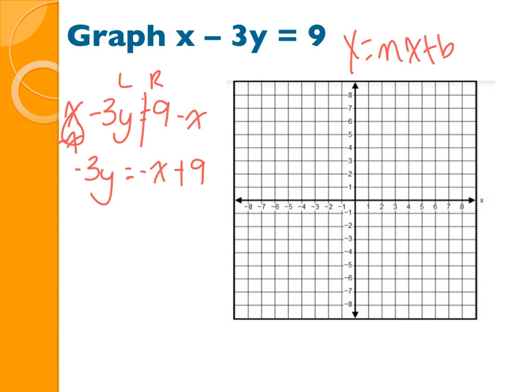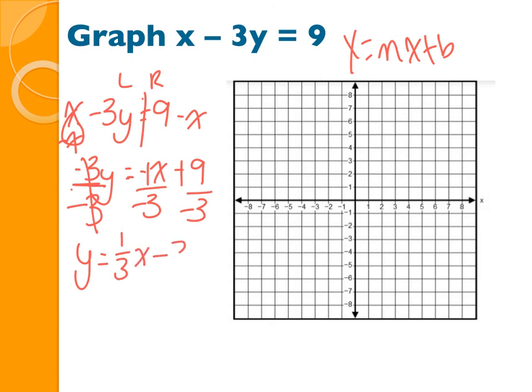Okay, so now I want to get the y by itself. So I'm going to divide everything by negative 3. Negative 1 divided by negative 3 gives me 1 over 3x. 9 divided by negative 3 gives me negative 3. So my b equals negative 3. My slope equals 1 over 3.